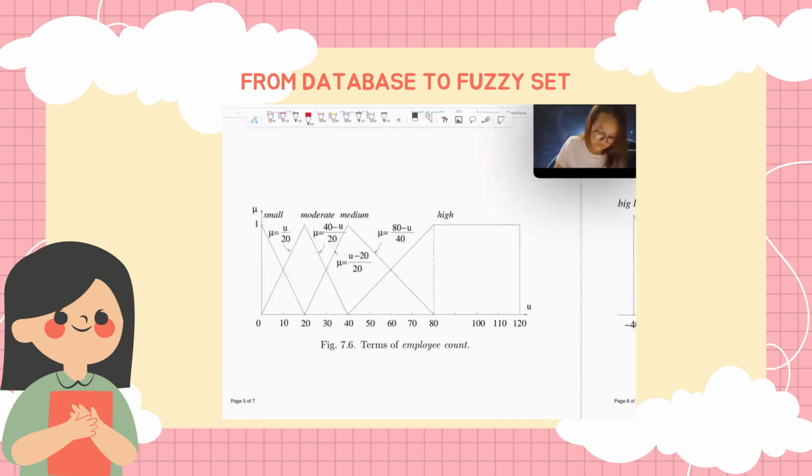And this is the fuzzy set for employee count. Here we can see that this is a trapezoidal fuzzy set, and here is a triangle fuzzy set, and here and here are triangle fuzzy sets. So from here, we can make a conclusion about the employee count by looking at this graph and finding the value at the intersection points like here, here, here, and calculate it. Okay.